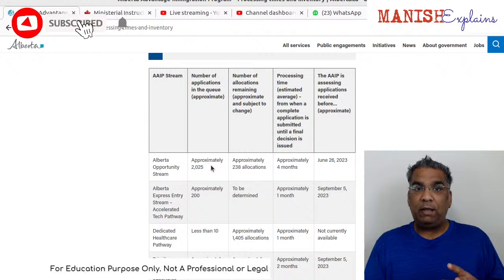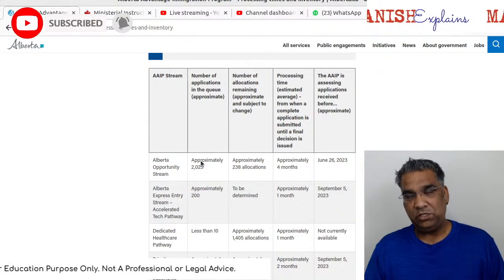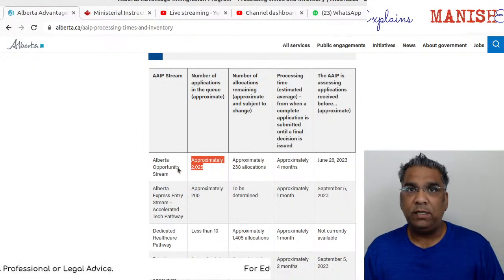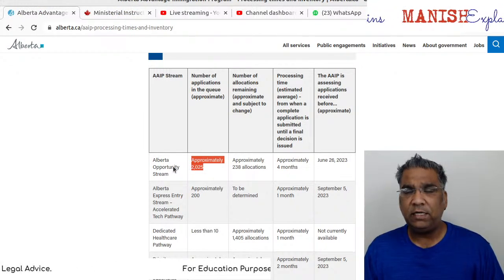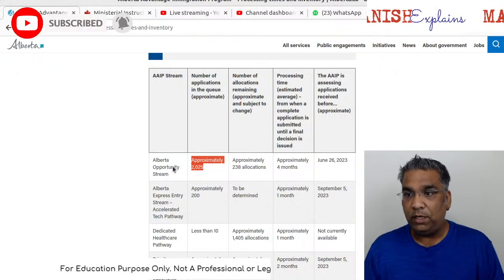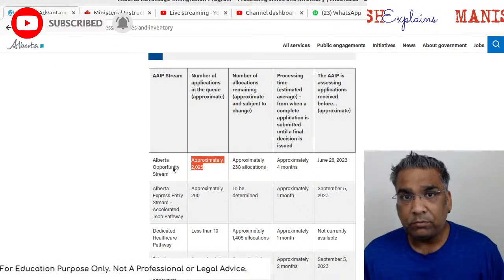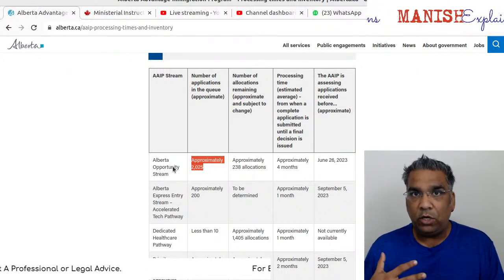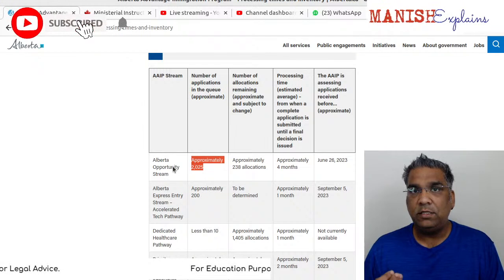The thing about applications is that these are just applications, not active ones; they are in the queue. People have submitted their applications, some of them will be rejected, some will be withdrawn. Many things will happen as time goes by. Not every application results in a nomination.